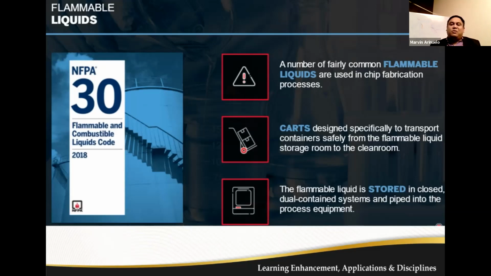A number of fairly common flammable liquids are used in chip fabrication. Storage and handling of flammable liquid should generally follow principle of NFPA 30, Flammable and Combustible Liquid Code. Special precautions are necessary to handle flammable material safely. These include carts designed specifically to transport containers safely from the flammable liquid storage room to the clean room.